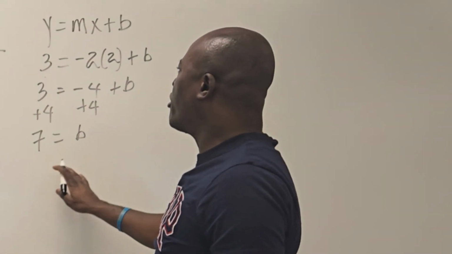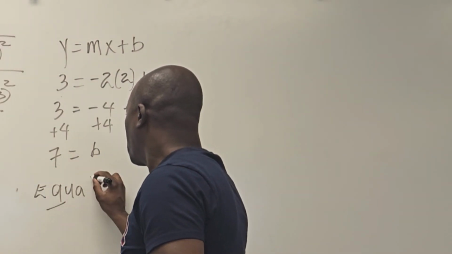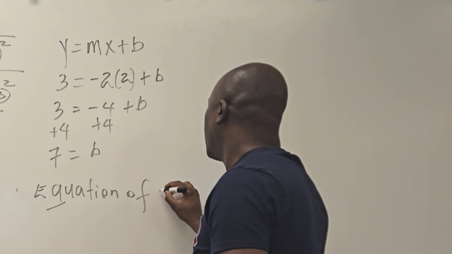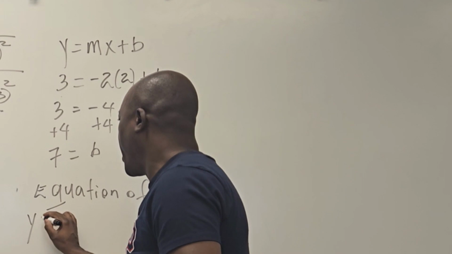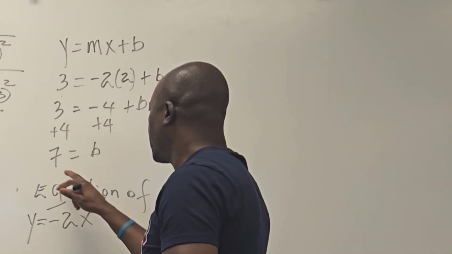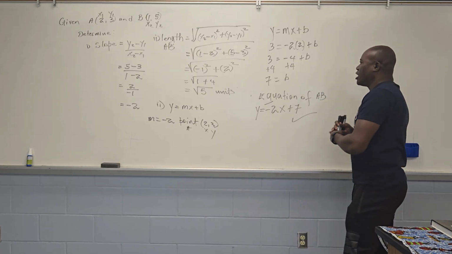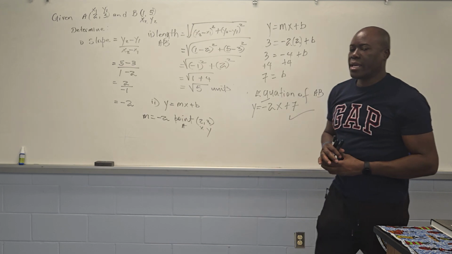But if we're going to write the equation, right? The equation of AB is simply y is equal to m, which is -2, x plus 7. So this is the equation of that line AB.